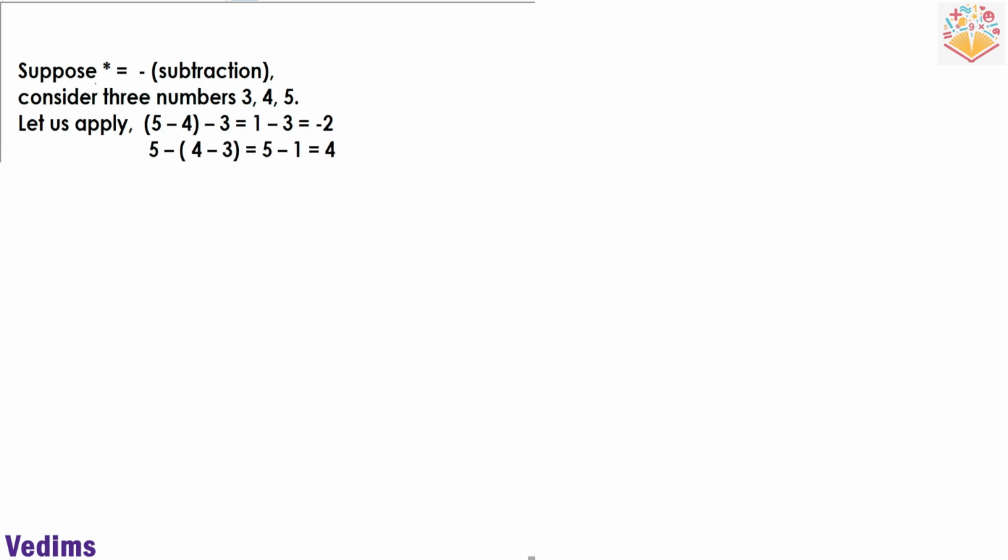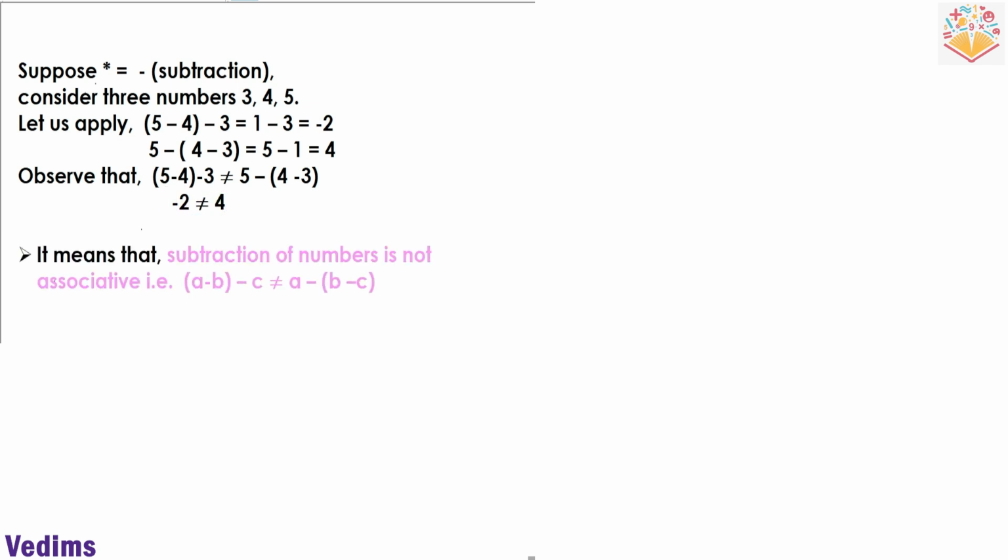Now you make a regrouping. Put 5 outside, minus into bracket 4 minus 3 in the bracket. You get 5 minus 1 is equal to 4. You observe that 5 minus 4 in the bracket minus 3 is not equal to 5 minus in the bracket 4 minus 3. That is minus 2 is not equal to 4. It means that subtraction of numbers is not associative.